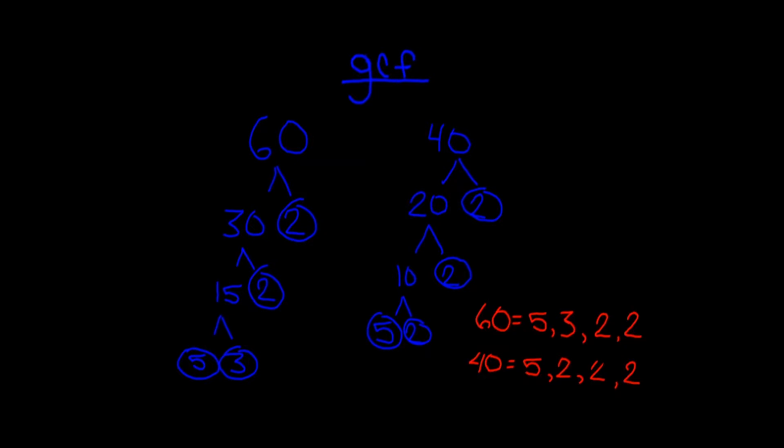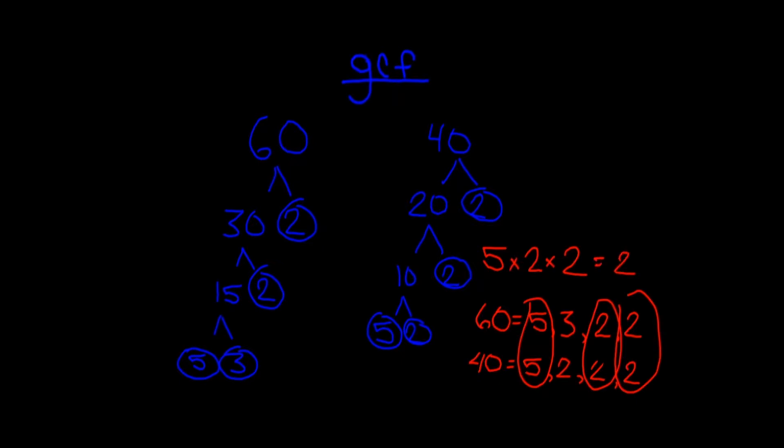So now that we have these, we want to find pairs in them. So there's a pair of 2's right here, another pair of 2's right here, and there's a pair of 5's. You want to write the pairs out: 5, 2, and 2. You're going to multiply them together. And then that is the greatest common factor of these two. It is 20.